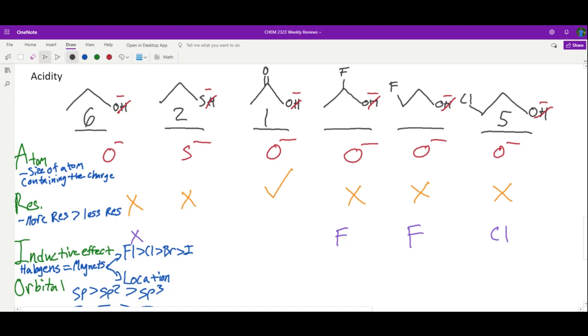Now, between my 2 fluorines, what is the difference? That's what you have to ask between any ranking question. What is the difference between this compound and this compound? Are there different atoms? Do they change the location of it? And in this scenario, they change the location of where that fluorine is attached. Okay?